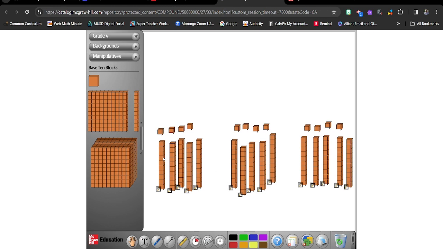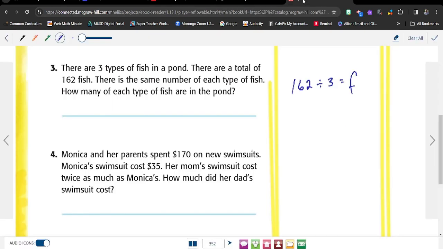Now let's take a look at one of them and see what I have. I have 10, 20, 30, 40, 50, 51, 52, 53, 54. So this is a total of 54, and I can see every other one of my groups here also has 54. So really the answer to my question that I was trying to figure out, 162 divided by 3 equals F, well, that amount of F equals 54.